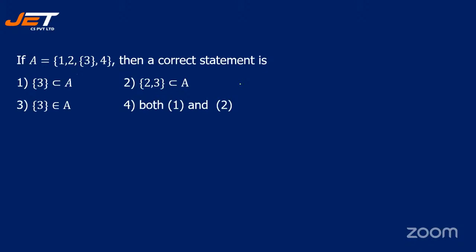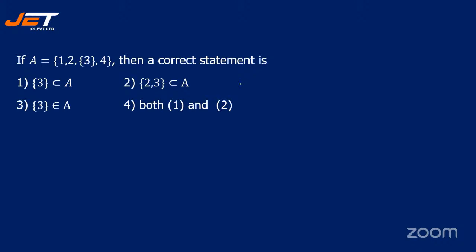If A is equal to {1, 2, 3, 4}, then a correct statement is: {3} is a subset of A, {2, 3} is a subset of A, 3 is an element of A, or both 1 and 2. So both the first and the second denote the correct statement.